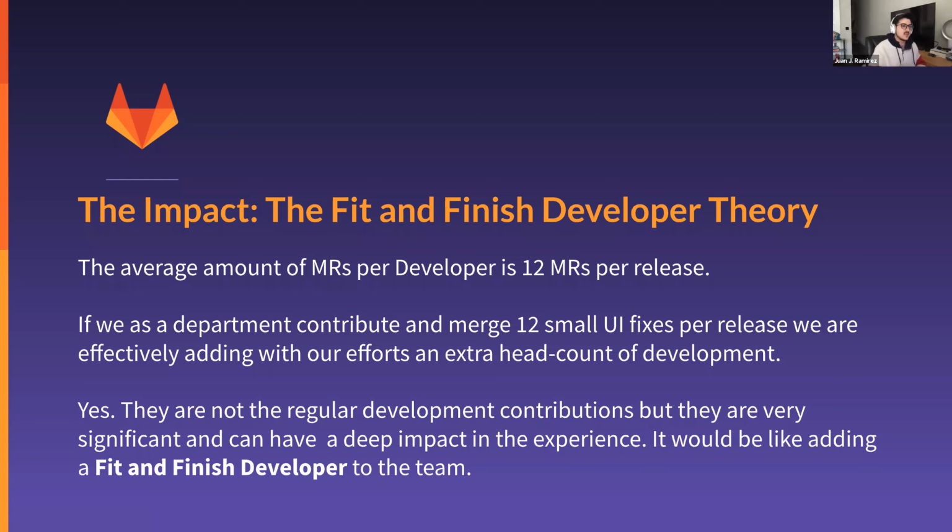So the way that I see it is that we are adding this new person, a virtual hypothetical person who is the fit and finish developer, and it's one extra headcount. Just think about it that way. It's like this person who is doing 12 small UI fixes per release. That's like having an extra developer, and we have 60 people in our department. So I think that's something that's very feasible.